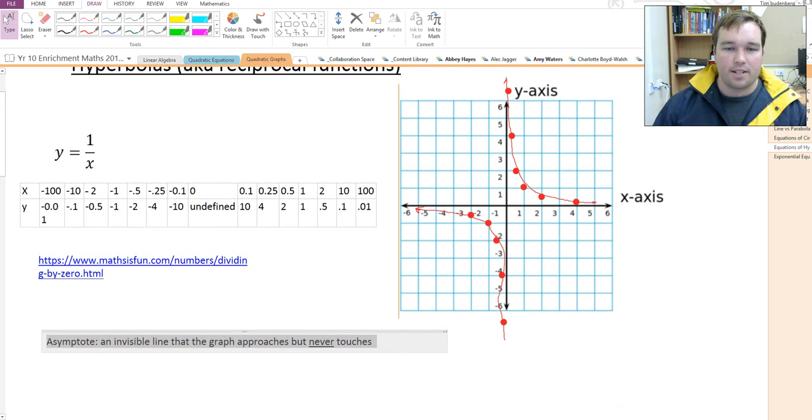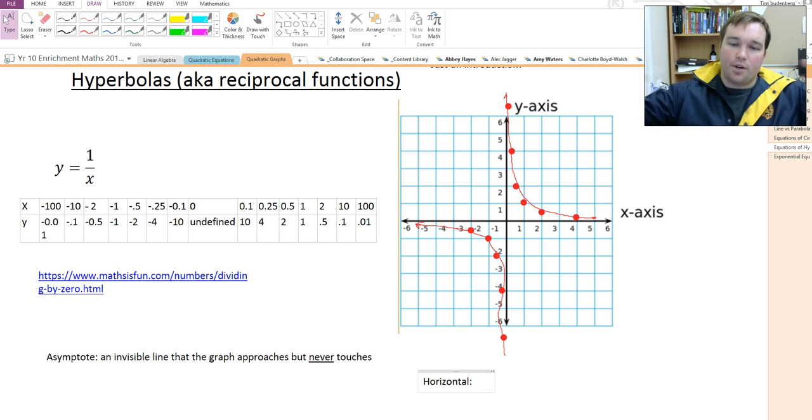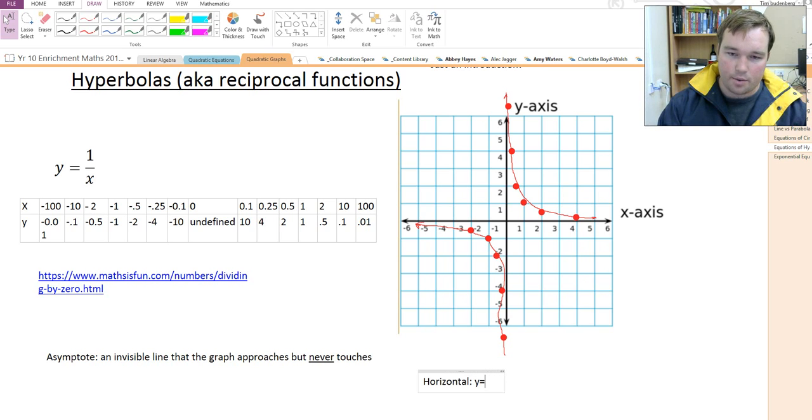Alright. Now, this graph here has two asymptotes. There is a horizontal asymptote, and the horizontal asymptote is on the line y equals 0. Vertical, x equals 0. Essentially, we're describing the lines that our curve is getting closest to.